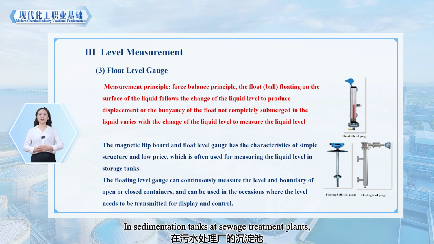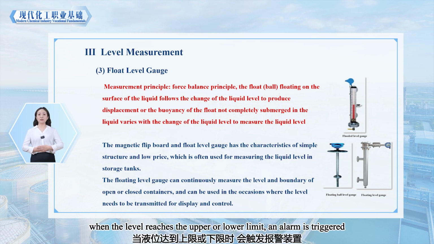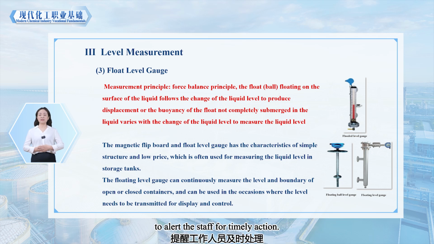In sedimentation tanks at sewage treatment plants, magnetic float level gauges can display the liquid level in real time. When the level reaches the upper or lower limit, an alarm is triggered to alert the staff for timely action.